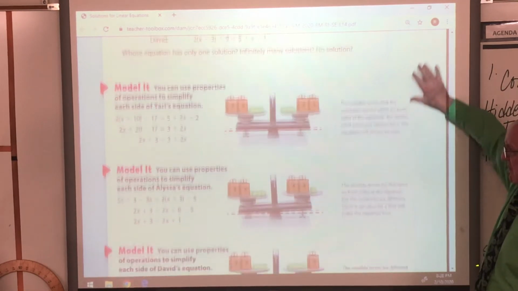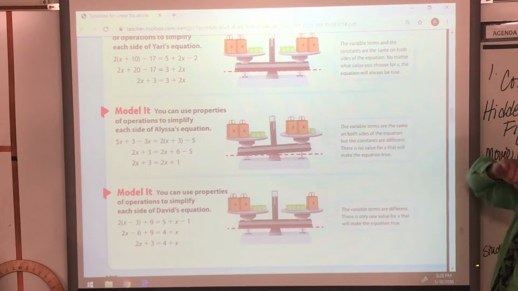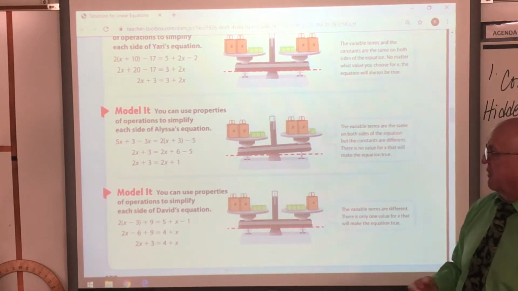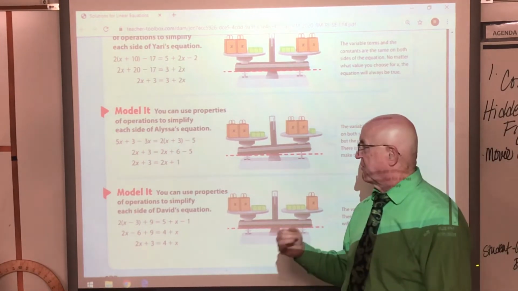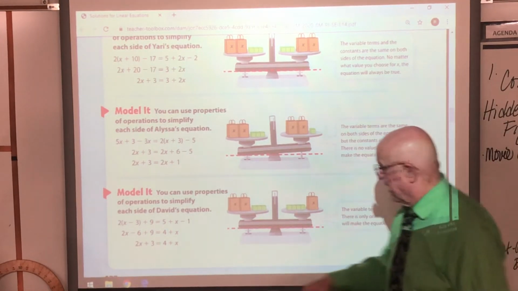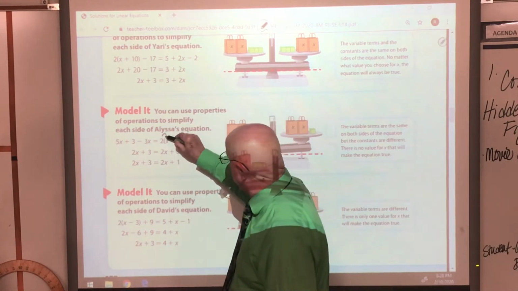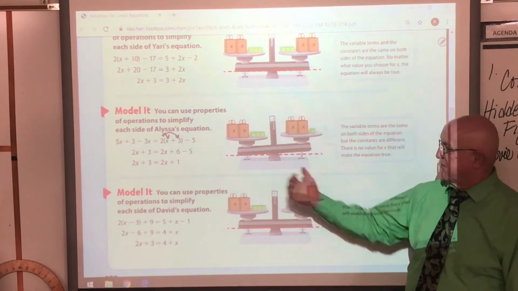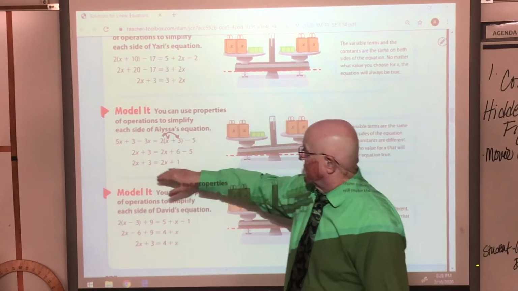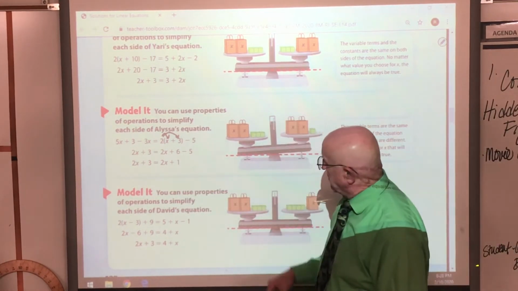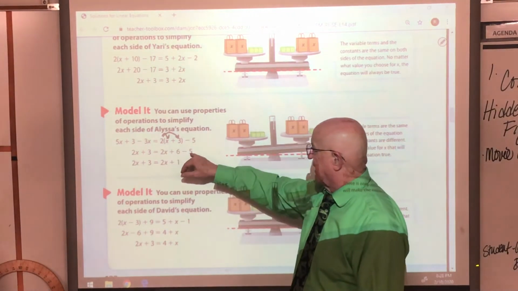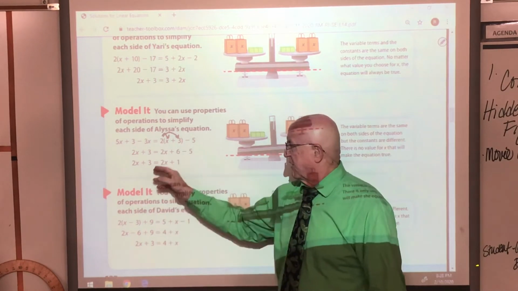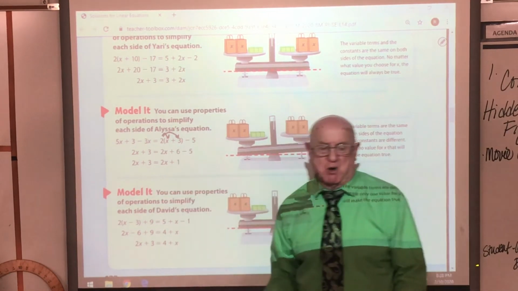All right, let's take a look now at Alyssa's equation. Her equation was 5x plus 3 minus 3x is equal to 2 times the quantity x plus 3, minus 5. Again, we distribute to both sides, and we end up with 2x plus 6 minus 5 on this side, and again over here we have 2x plus 3. When we combine like terms, we have plus 6 and negative 5. That's going to give us plus 1. So now we have 2x plus 3 is equal to 2x plus 1.